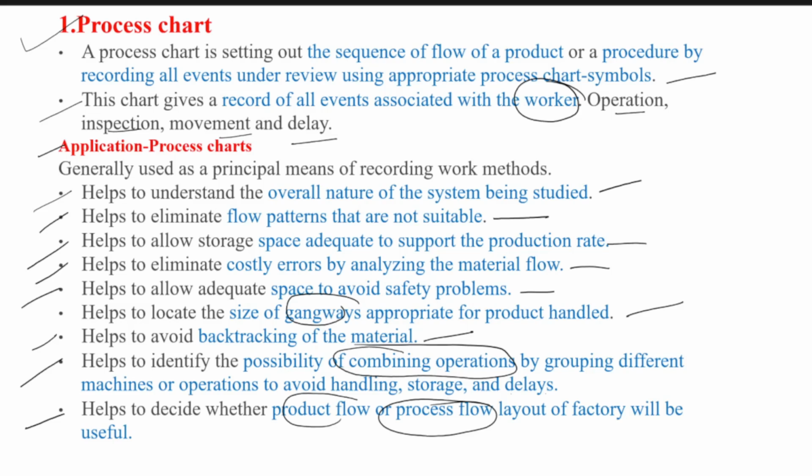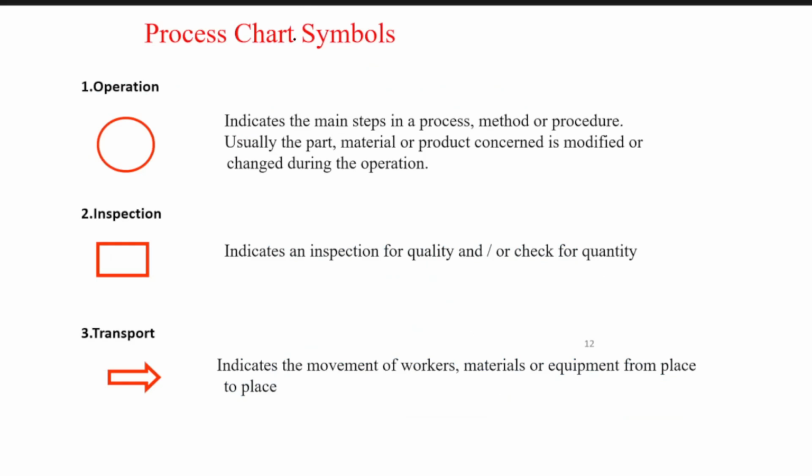Now, what are the different process chart symbols? First symbol is the operation symbol. Operation is the main activity that is being done in the organization. O, or zero, represents the main step in a process, method, or procedure. Usually, a part, material, or product concerned is modified or changed during the operation. Then, second is the inspection. A rectangle indicates the inspection. Inspection for quality or check for quantity can be done during this process.